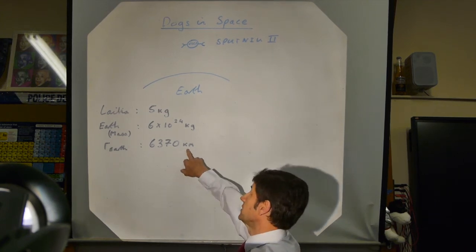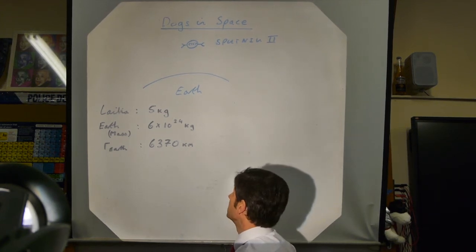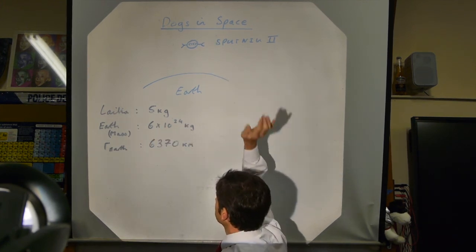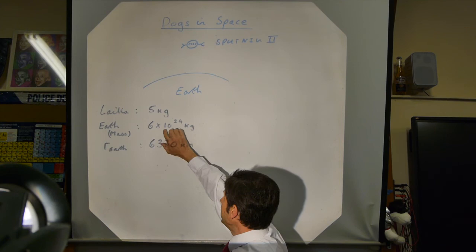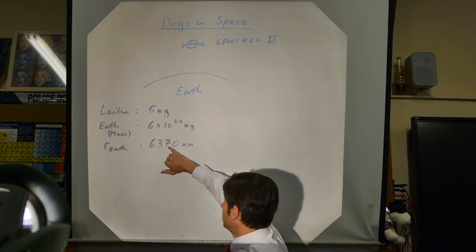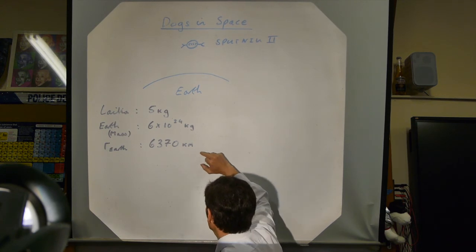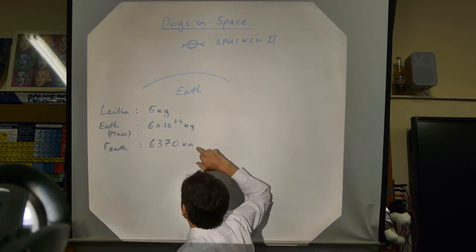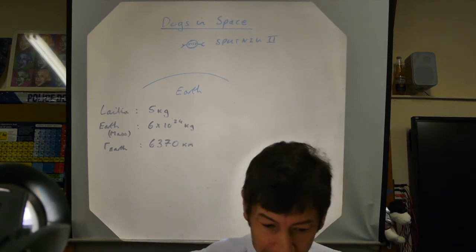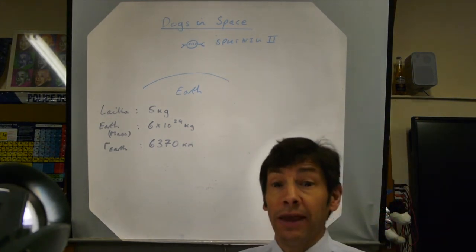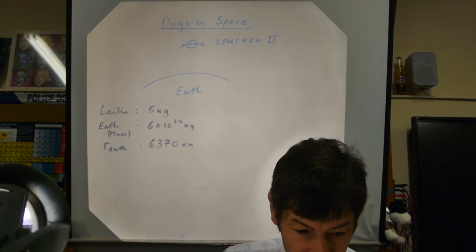Okay, wrong units. Let's get that in metres. And secondly, remember that wherever Laika is, she must be at least this far away from the Earth, because you always measure from the centre of the mass. So we've got some data there, so what we need now is some questions.